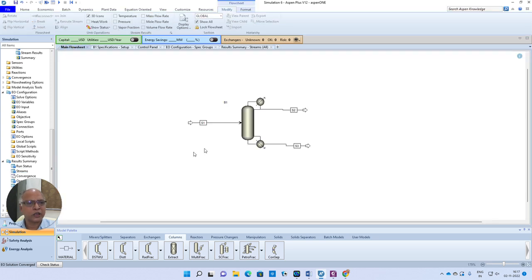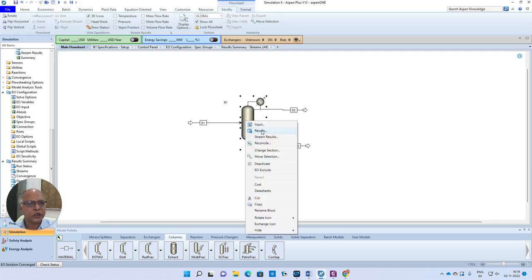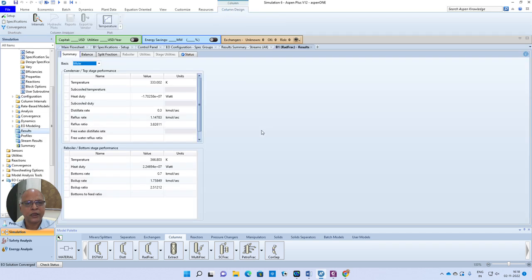Reflux ratio gave this particular purity. Of course, these are available in the stream results. Remember, the reflux ratio we have assumed as 2.5, but only when the value of reflux ratio is 3.82, we will be able to get to the required purity of propane as 98%. Now, in the same way, I will be able to talk about the other purity that we may be interested in.